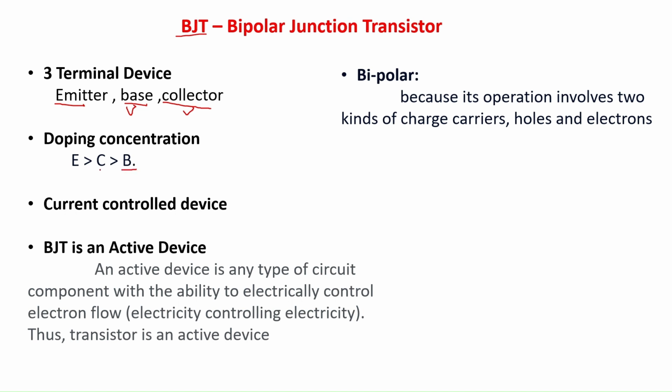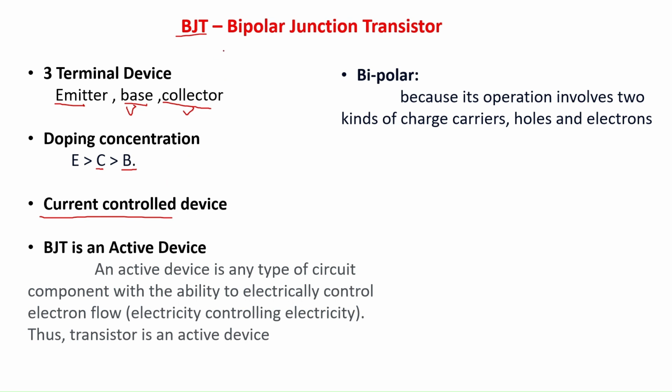BJT is generally a current control device. BJT is a current control device, whereas MOSFET is a voltage control device. BJT is a current control device because the output of BJT is controlled by the current in the circuit.